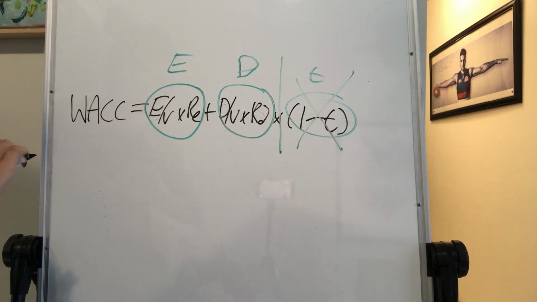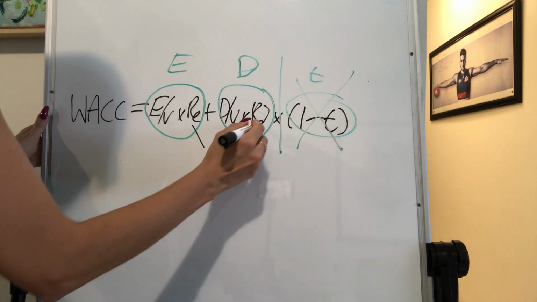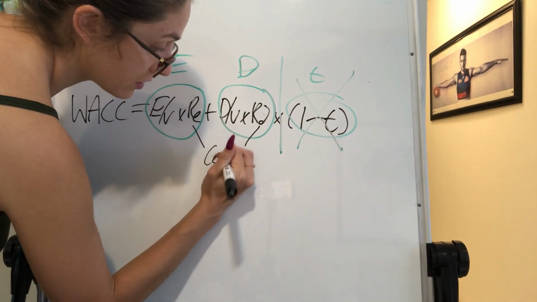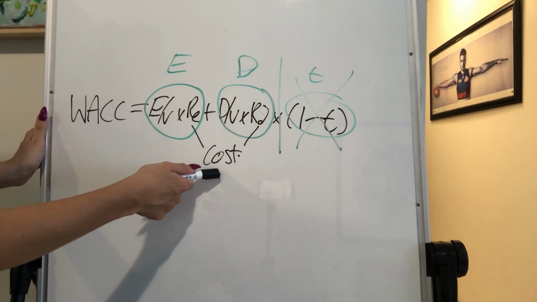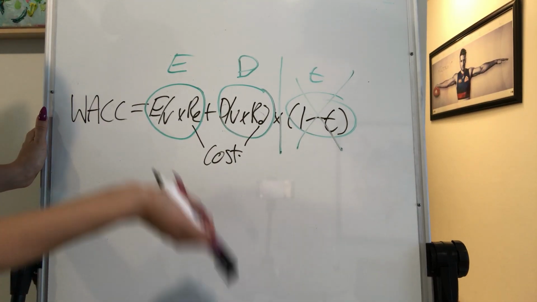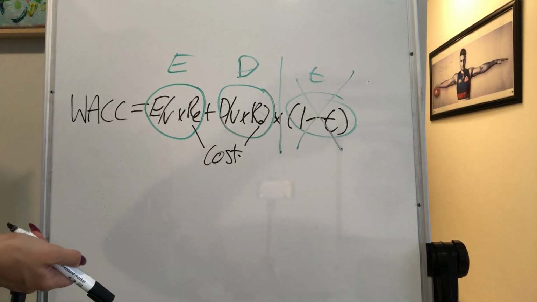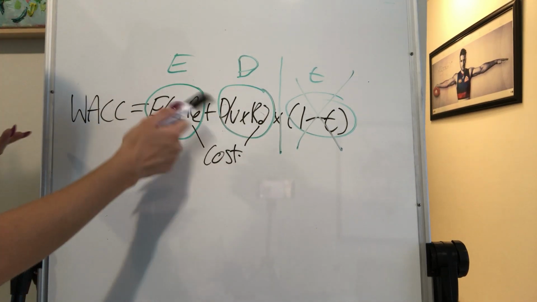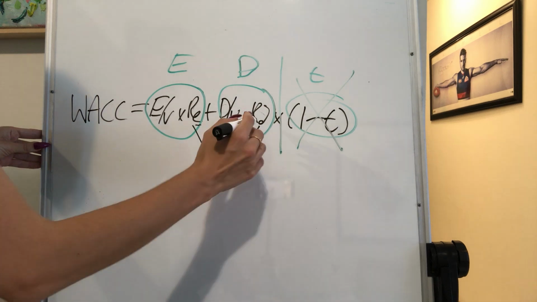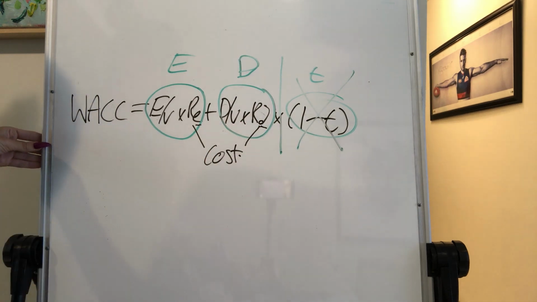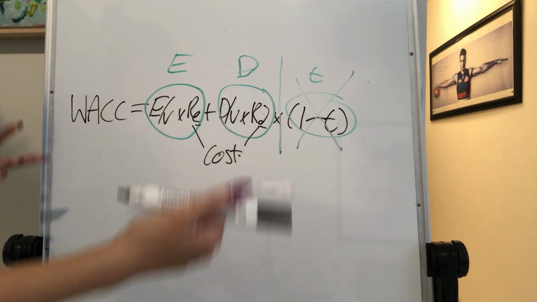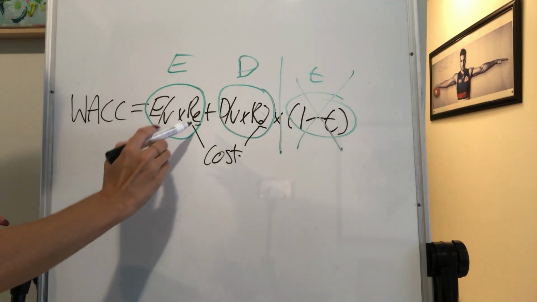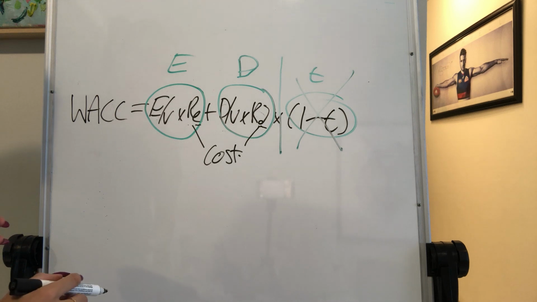So what I'm going to do first is explain what RE and RD mean. These here are our costs, and they are going to be expressed as a percentage. Sometimes it'll be given in the question, sometimes it's something you have to find. That is your cost of equity, hence the E, or your cost of debt, hence the D. In this video I just want to explain what the formula actually means. So this is our cost here, all right?